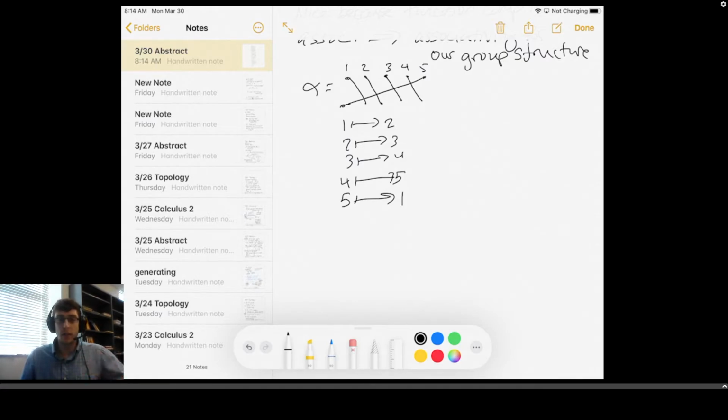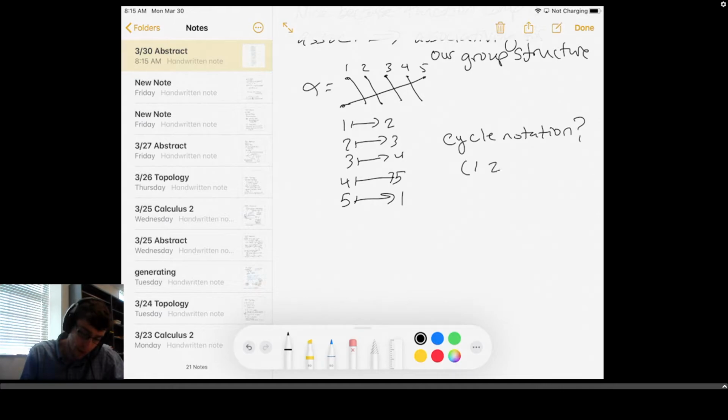So obviously, in terms of following the book, this is getting a little ahead, but our end goal is to start talking about these things in cycle notation. So what is this in cycle notation? Someone throw that up in the chat. Yeah, exactly. It's just 1, 2, 3, 4, 5.